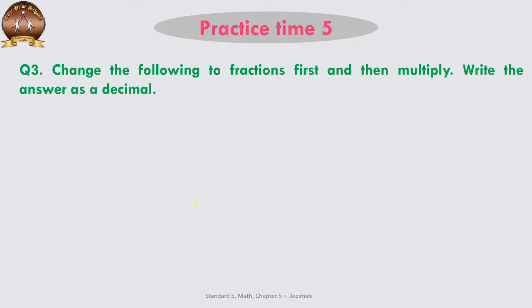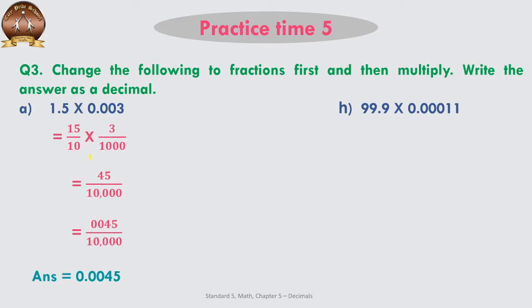Let us see a few examples. Change the following to fractions first and then multiply. Write the answer in a decimal. We have two questions here. 1.5 into 0.003. So what are we going to do? First, we are going to convert them into fractions. We are going to multiply the numerators, multiply the denominators. Equal to the zeros in the denominators, we are going to put the decimal point starting from the right hand side. So here we have 15 upon 10 and 3 upon 1000.